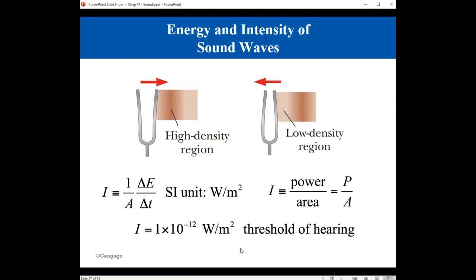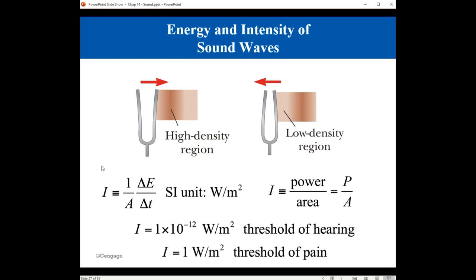The threshold of hearing is 1 by 10 to the minus 12 watt per square meter. So any intensity greater than this intensity can trigger hearing in our ears, in our brains, and we can recognize it. If the intensity is less than this value, then we will not be able to hear a sound.